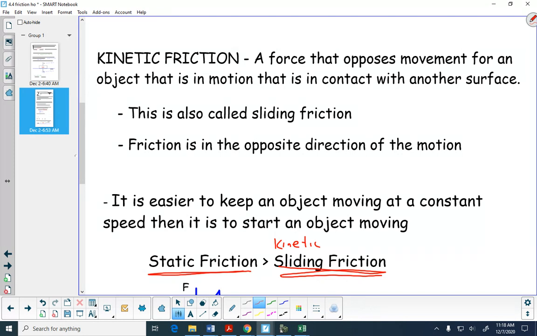It's easier to keep an object moving at a constant speed than it is to start the object moving. There's no difference than in the morning as you're getting up out of bed. Sometimes it's tough getting up out of bed in the morning, but once I'm up, I'm okay. I'm moving around, I'm okay. Your personal static friction is greater than your personal sliding friction. It's tough getting out of bed in the morning, but once I get things moving, it's easier. But it's tough getting things moving.